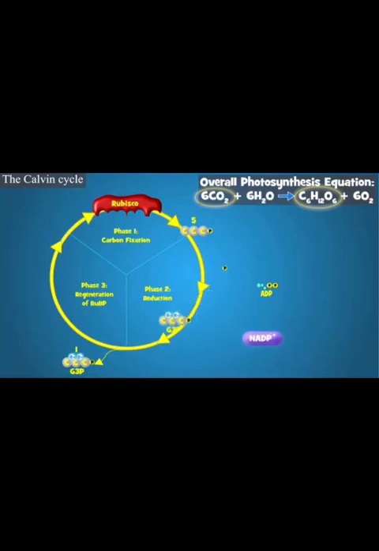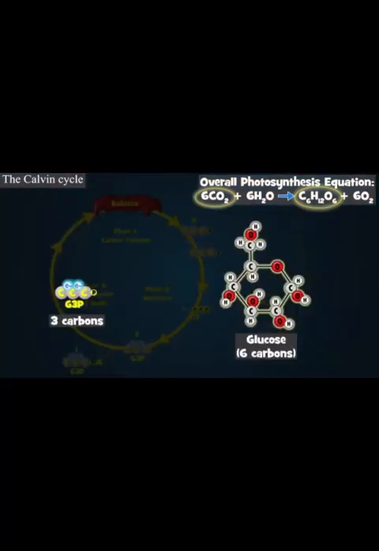The glucose and other organic compounds made as a result of these processes in photosynthesis are what allow plants and algae to grow and support practically all life, including you.